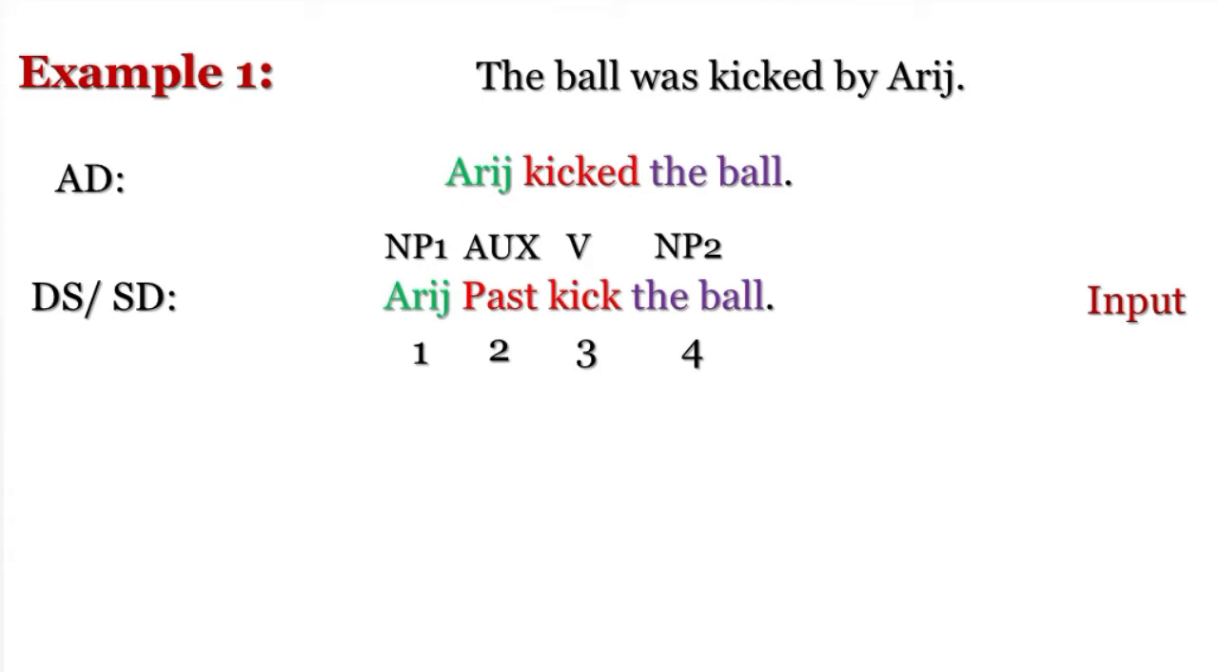kicked يعني عندنا the aux فيه past and the verb kick and the ball is mp2. يعني عندنا 1 اللي هي MP1 Arij, aux is number 2, and the verb is number 3, and MP2 the ball is number 4.